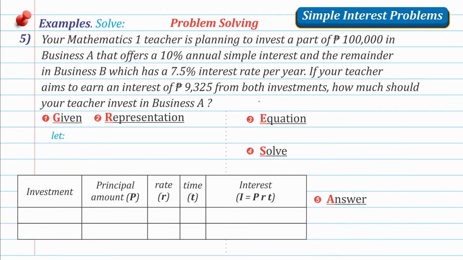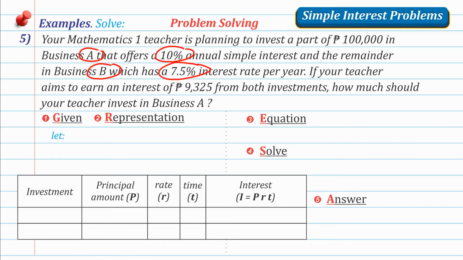Let's answer example number 5. Your Mathematics 1 teacher is planning to invest a part of 100,000 pesos in Business A that offers 10% annual simple interest, and the remainder in Business B, which has a 7.5% interest rate per year. So we have two investments here: Business A at 10% and Business B at 7.5%.